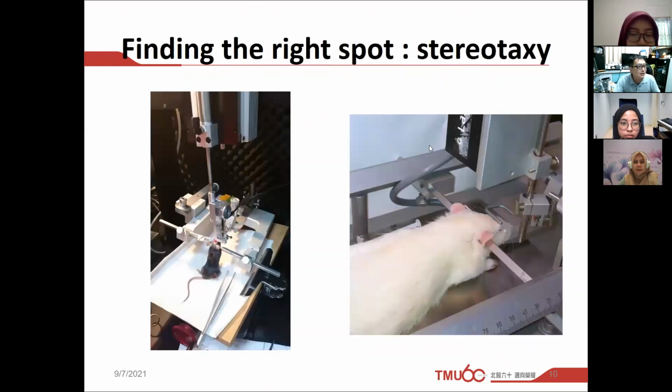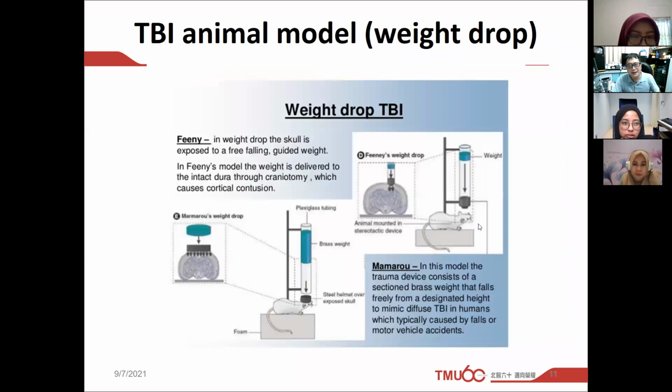Okay, so in my lab we got this one. We put the mice on over there, and they fix the mouse's head over there. You can see that. And then next, we are going to see how to make an impact injury.